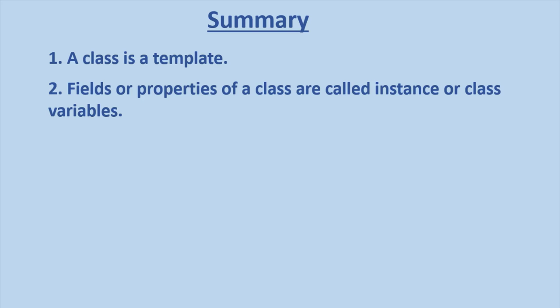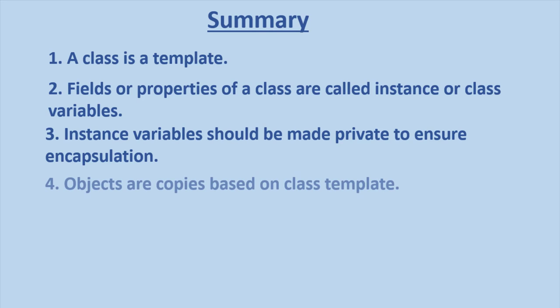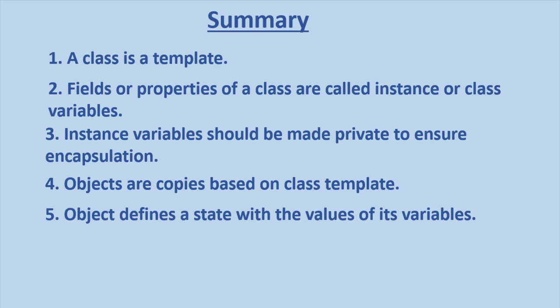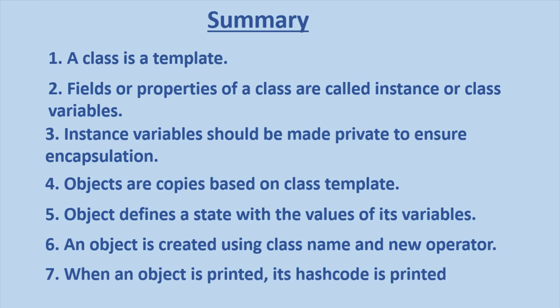Just to summarize, a class is a template that defines a structure. It contains fields or properties, which are called instance variables, and functions, which are called methods. Instance variables should be made private and accessed using public functions. Objects are copies of class template. Object defines a state. A class may have different objects, each of which contains its own copies of instance variables and member functions. An object is created using class name and new operator. When an object is printed, its hash code is actually printed.